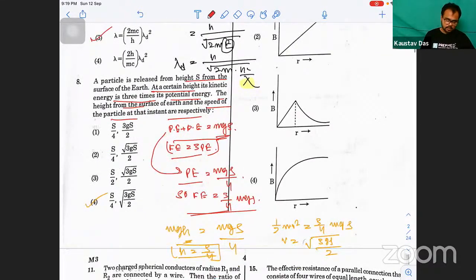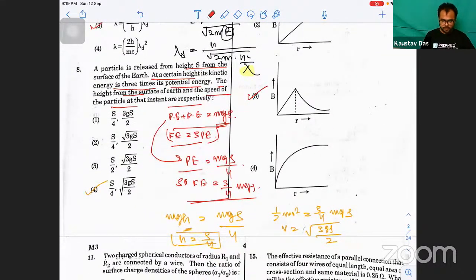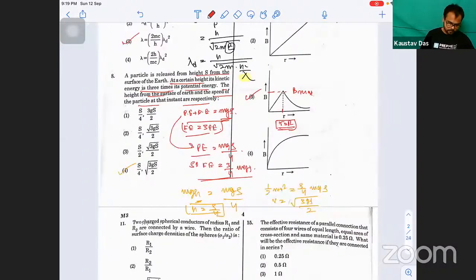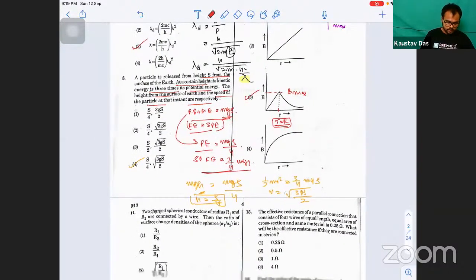So here you can see in option number 3, we have this type of graph, up to the point where r equals capital R. This is the radius where we get the maximum magnetic field. And after that, the value of the magnetic field is inversely proportional. Come to question number 11.